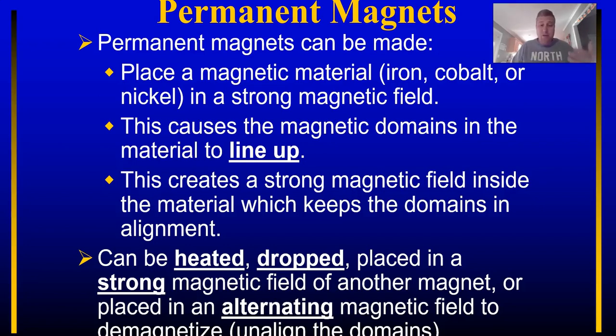These can be heated, dropped, or placed in another strong magnetic field, and it will demagnetize them. Did you know that? You can take a magnet that's permanent, and you can actually demagnetize it by doing some things to it. You have to superheat it, or excuse me, put it in another strong magnetic field to demagnetize the domains. But it would have to be a rare situation that happens.